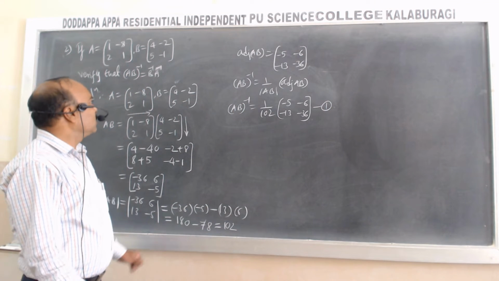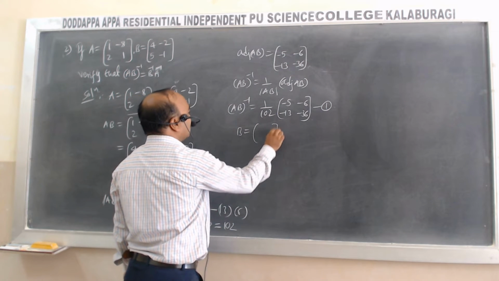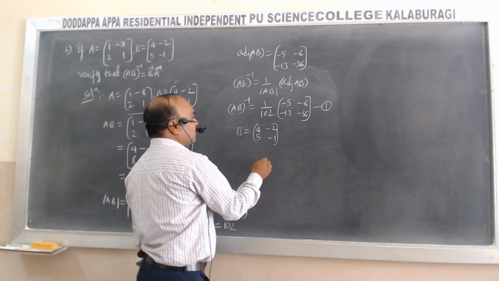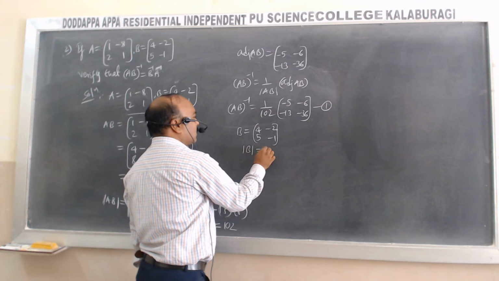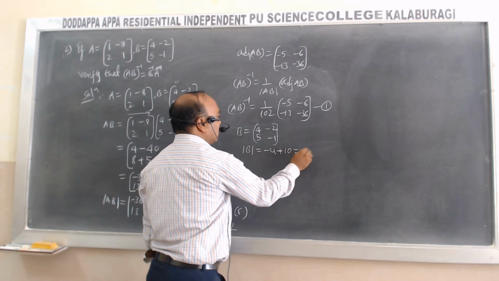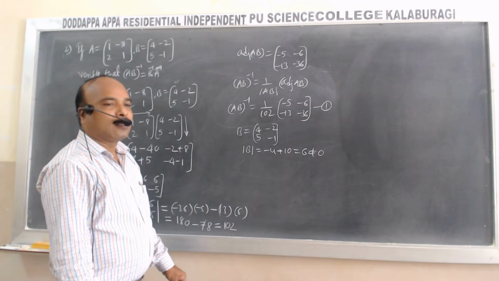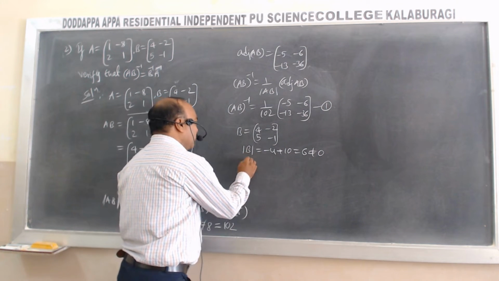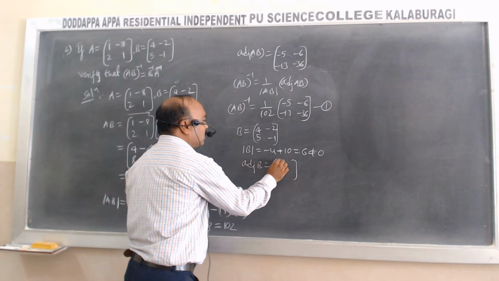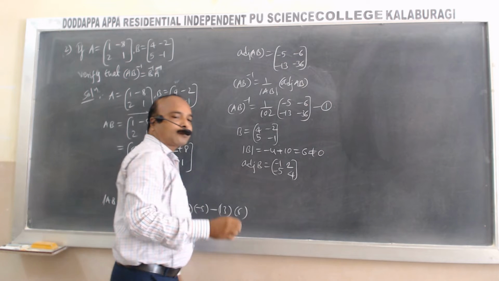Now we go for the right hand side, that is B inverse into A inverse. First we calculate B inverse by using matrix B. B is given as [4 -2; 5 -1]. First we find determinant of B. It is minus 4 plus 10, equal to 6, which is not equal to 0, so it is non-singular. Then we go for adjoint of B. Adjoint of B is given by change of diagonal elements, it is minus 1, 4. Change of sign, it is minus 5, 2.